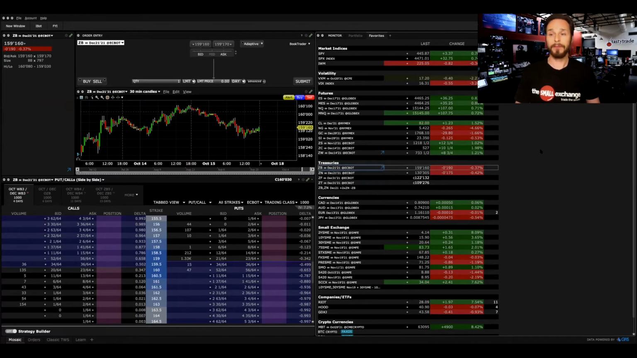So I'm in my IB trading platform right now. I'm showing a chart here of the bonds. So these are all the big futures treasury products. This ZB is the 30-year treasury bond.